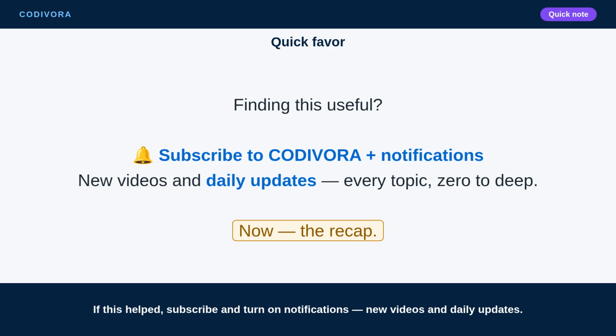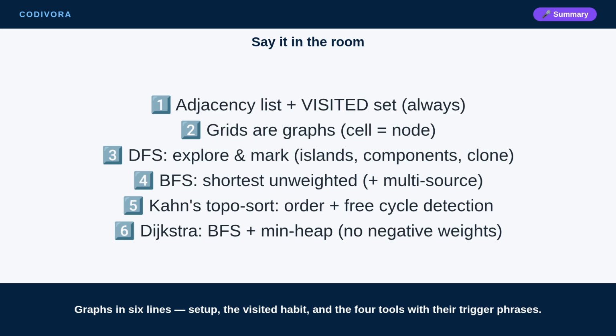Now to recap. Let's lock it in. Adjacency lists and an always-on visited set. And remember, grids are graphs. DFS explores and marks: islands, components, cloning. BFS gives shortest unweighted paths, including multi-source. Kahn's topological sort orders dependencies and detects cycles for free when it can't finish. And Dijkstra is BFS with a min-heap for weighted graphs, no negative weights allowed. One habit covers 90% of graph interviews.